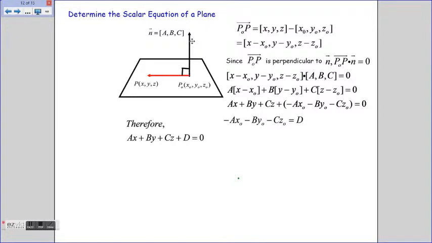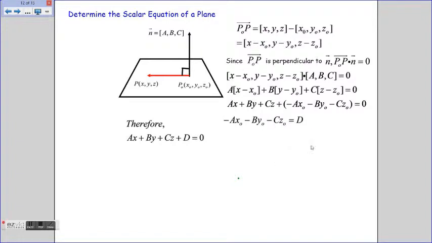Say that you're standing on the floor. We'll pretend that you're standing here, and you can point to just any point along this plane, any point along this floor. So the vector P naught P is equal to (x, y, z) minus (x naught, y naught, z naught). Here you have the vector P naught P.